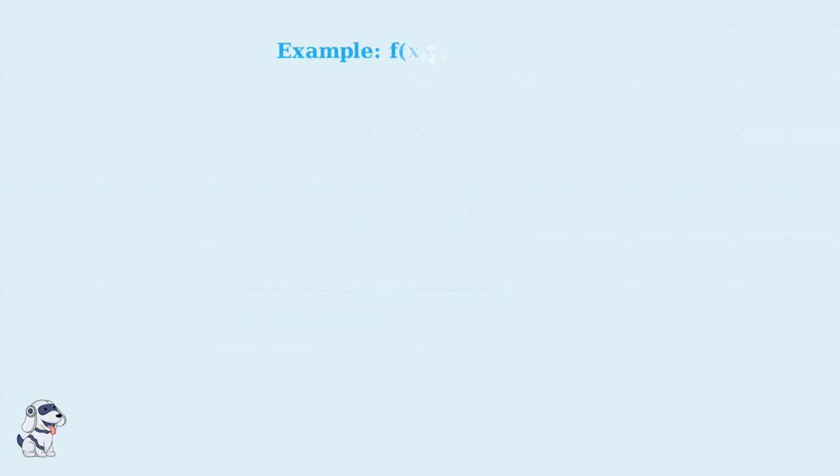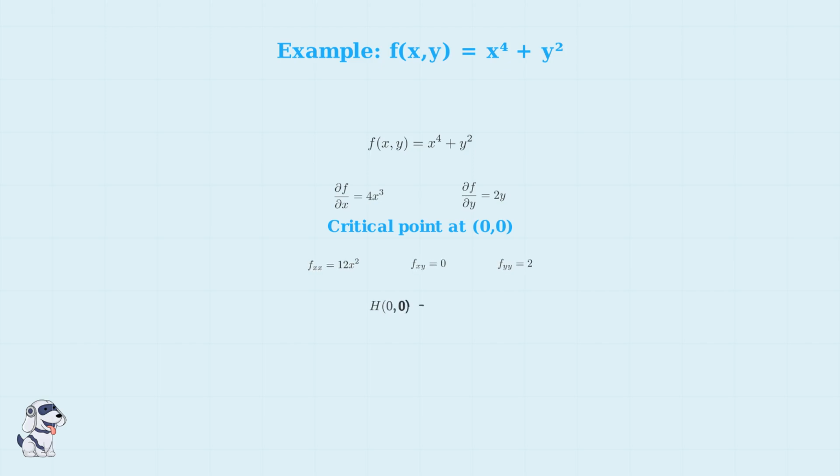Let's examine a concrete example. Consider the function f of x, y equals x to the fourth power plus y squared. At the origin, this function has a degenerate Hessian matrix. Now let's compute the Hessian matrix. The second partial derivatives give us a matrix where the determinant is 0, making this a degenerate case.